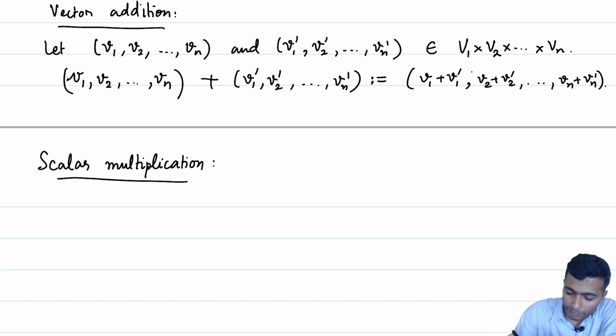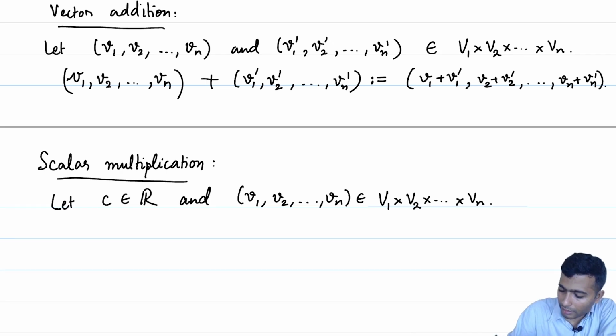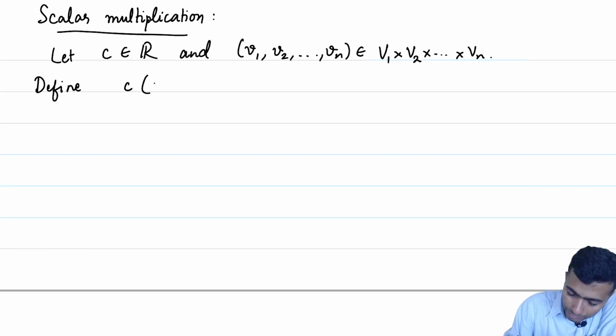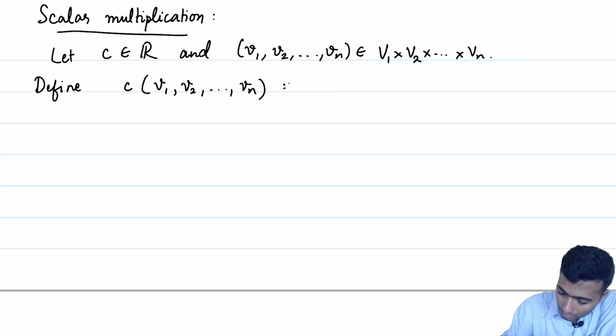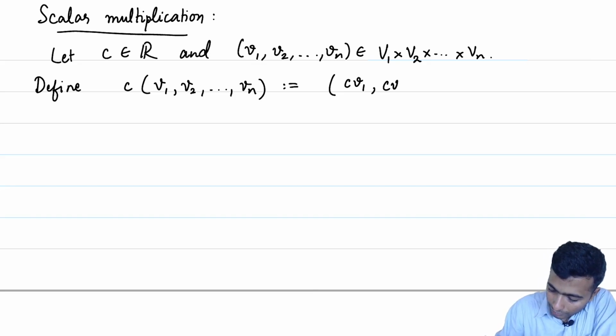So, now let us define scalar multiplication. Again, this is an operation which will take a scalar, let c be an element in R and (v1, v2, up to vn) be an element in V1 cross up to Vn. We would like to define c times (v1, v2, up to vn). By definition we are defining this to be equal to (cv1, cv2, up to cvn).